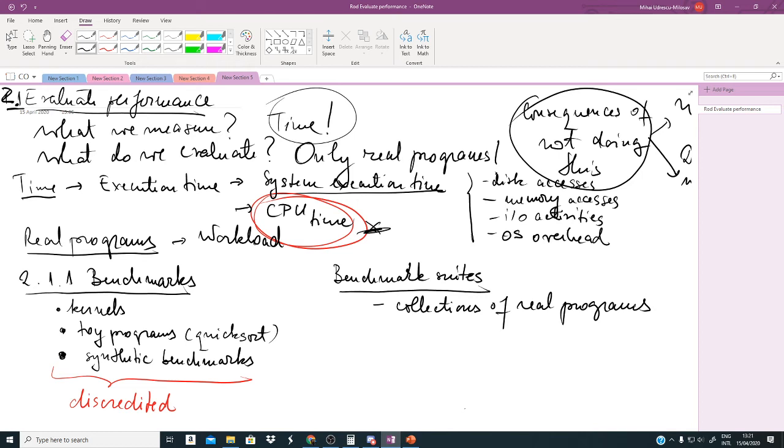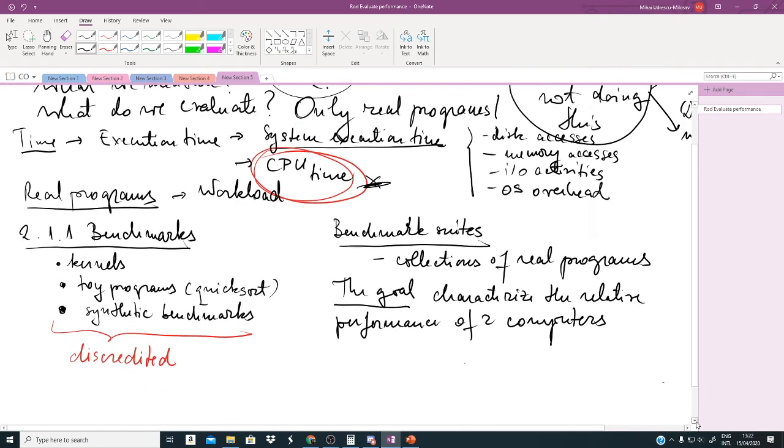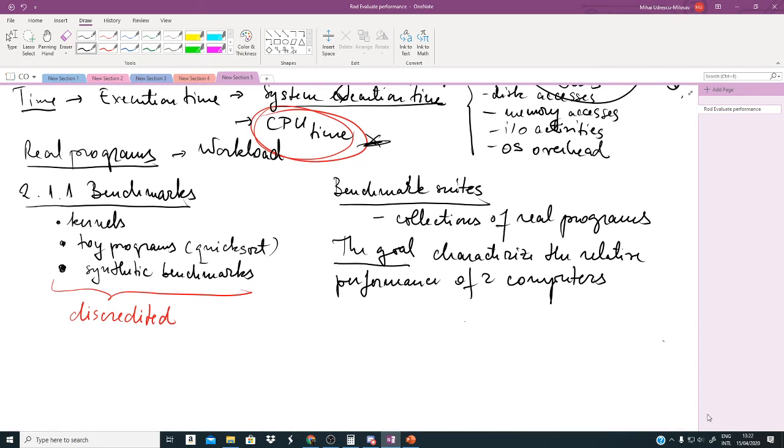But the eventual goal of a benchmark suite is this: it will characterize the relative performance of two computers, right? So what this means in layman's terms, it tells you if computer A is better than computer B or vice versa.